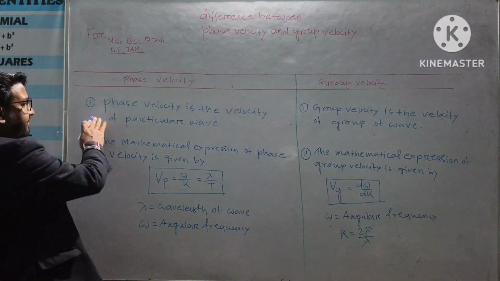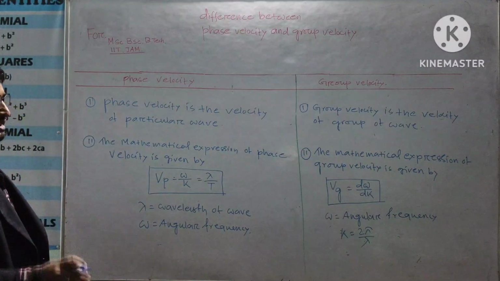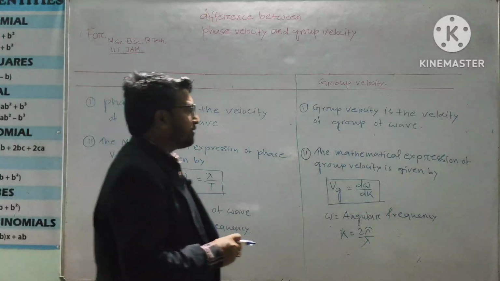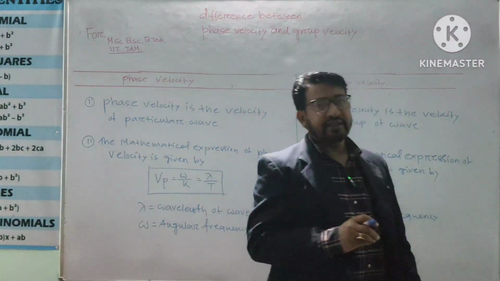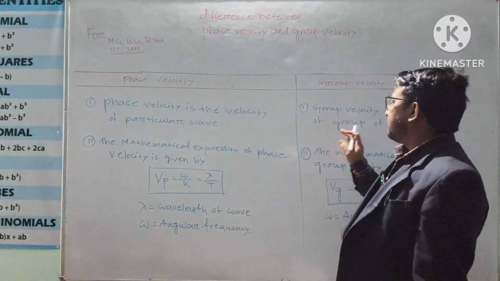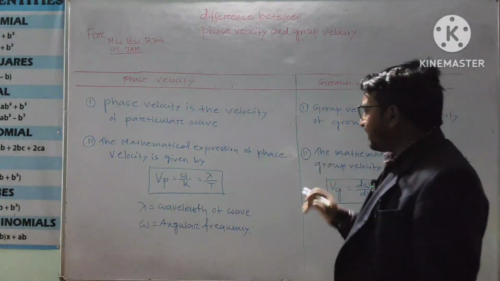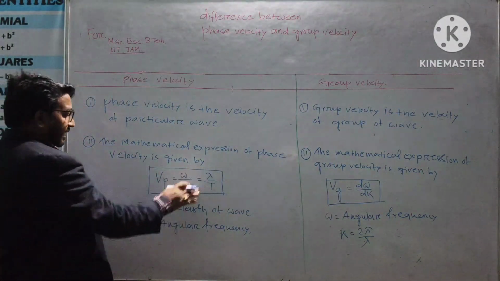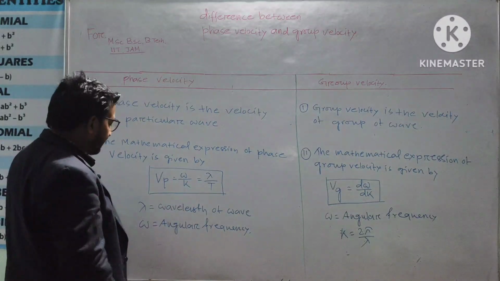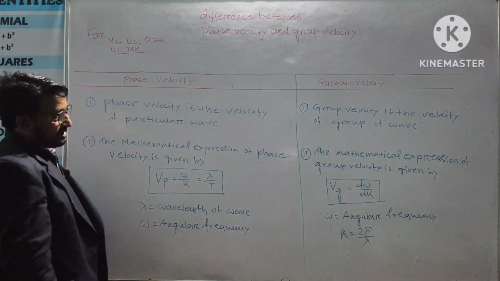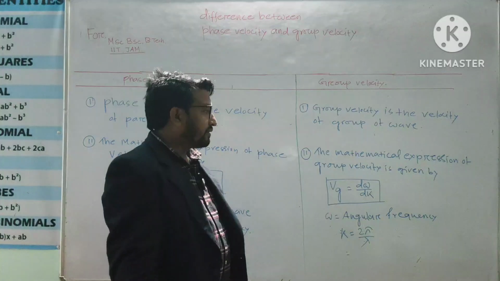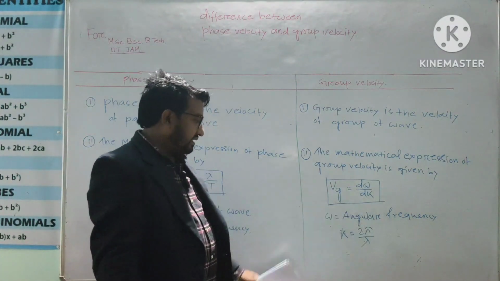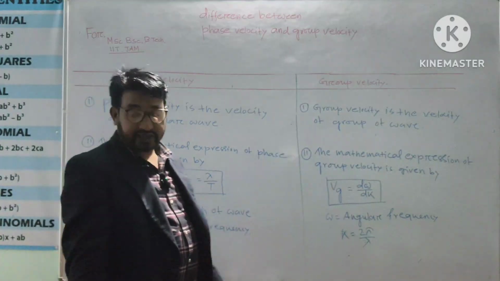So our first difference: phase velocity is the velocity of a particular wave. It means that phase velocity is always associated with a particular wave, and group velocity is the velocity of a group. That means group velocity is always associated with a wave packet. The mathematical expression of phase velocity is Vp equals omega by k equals lambda by T, where lambda is the wavelength of the wave and omega is the angular frequency. And the mathematical expression of group velocity is Vg equals d omega by dk, where omega is angular frequency and k is the propagation constant, equal to twice pi by lambda.